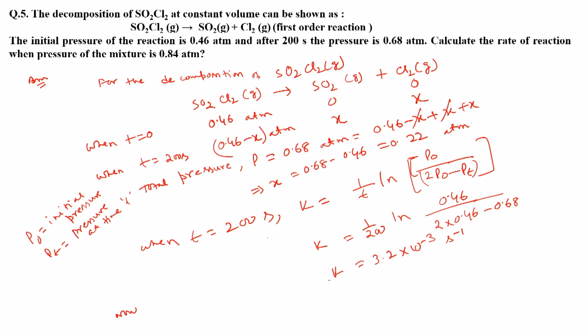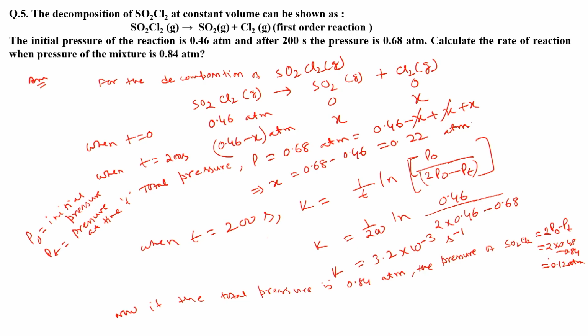Now if the total pressure is 0.84 atmosphere, then the pressure of SO2Cl2 is twice P naught minus Pt, right? That's what we got. So we get 2 times 0.48 minus 0.84. So you get 0.12 atmosphere.